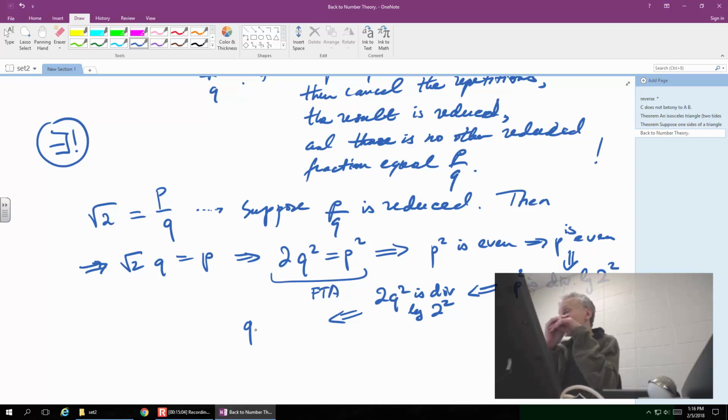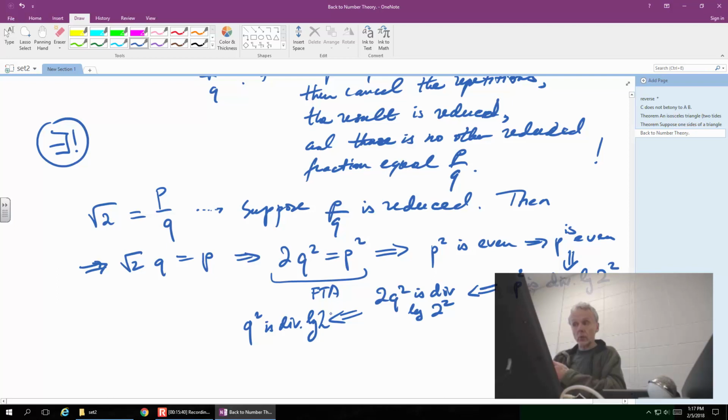Well, 2q squared is divisible by 2 squared. So q squared, what? Is divisible by 2. Yeah. So once again, we count the prime factors, and the list of prime factors is one and the same. So if a 2 appears twice on the right, then it appears twice on the left, which means that's why 2q squared has to be divisible by 2 squared.